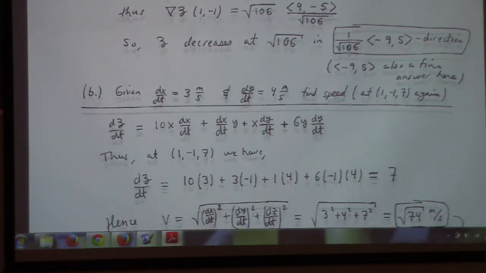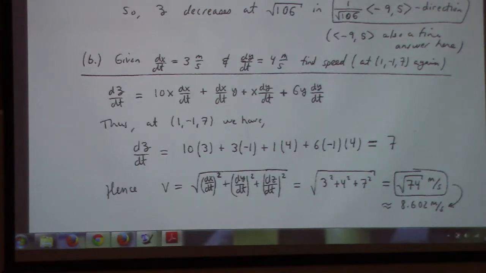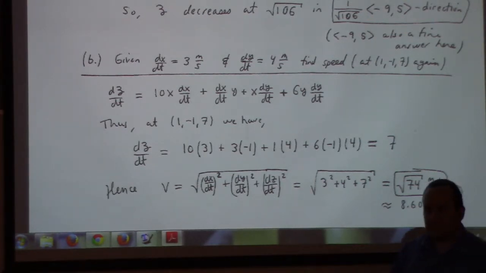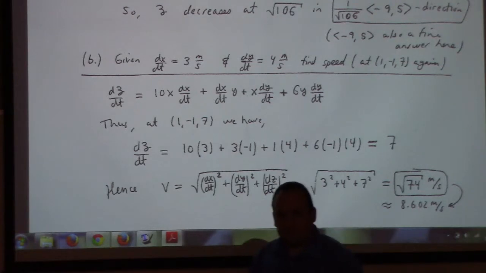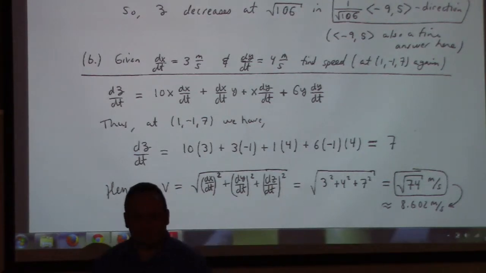So the speed, again, is the square root of dx/dt squared plus dy/dt squared plus dz/dt squared, which ends up being the square root of 74 meters per second, or about 8.602 meters per second. Does that make sense, or no? Okay.